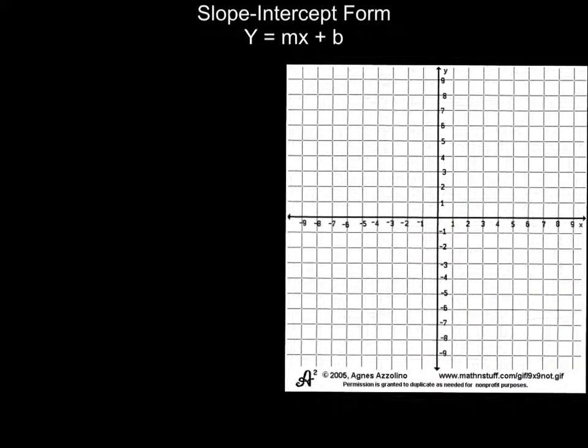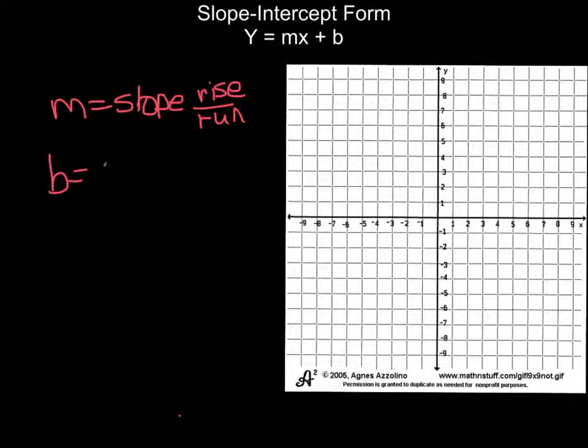The next form that we want to look at is slope-intercept form. That is y equals mx plus b, where m, the letter m in this equation, represents the slope. Now remember, the slope can also be defined as the rise over the run. That's going to be very important to remember. B is your y-intercept. The y-intercept tells you exactly where that line is going to cross the y-axis. That's very important. Let's look at an equation: y equals -2/3 x minus 1.